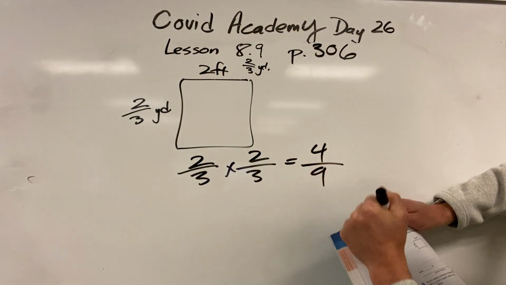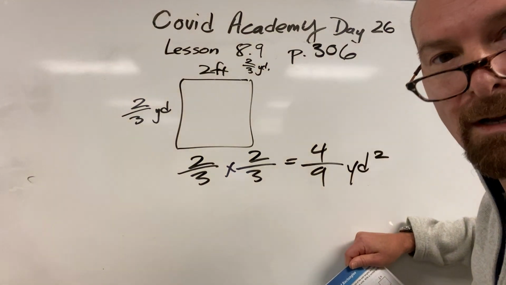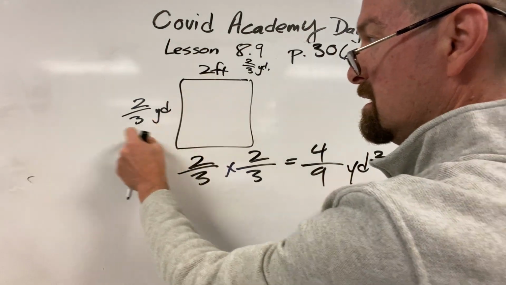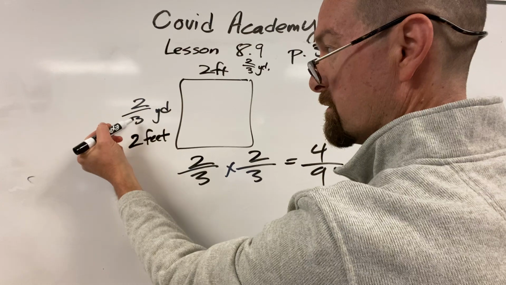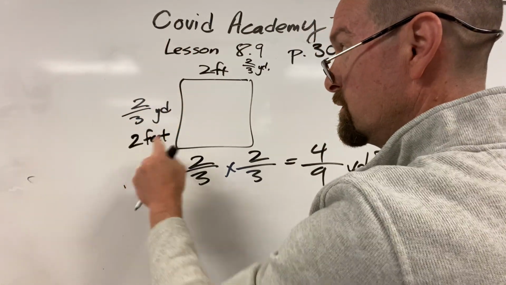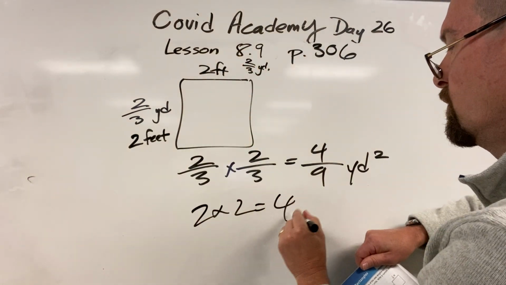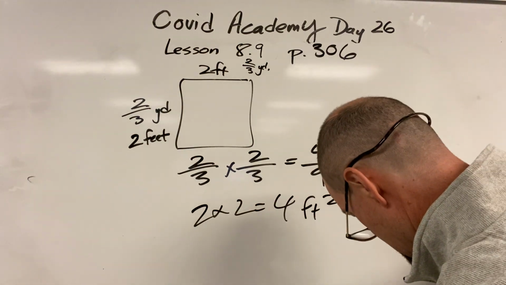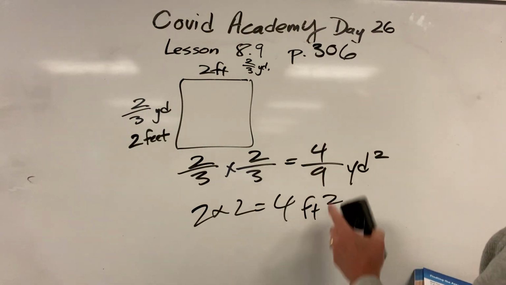4/9 square yards is the first answer. Now we have to go back to feet. This one's feet would be 2 feet, because it's two out of the 3 parts of a yard. There are 3 feet in a yard, so that's 2 feet. Well, 2 feet times 2 feet is 4. So it's 4 square feet. That wasn't too bad, huh? You can do it. There's your number sentences, and there's your answers.